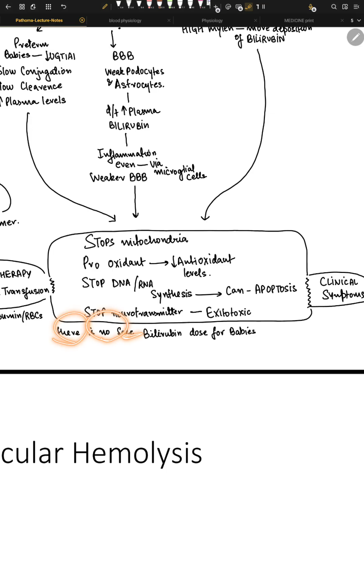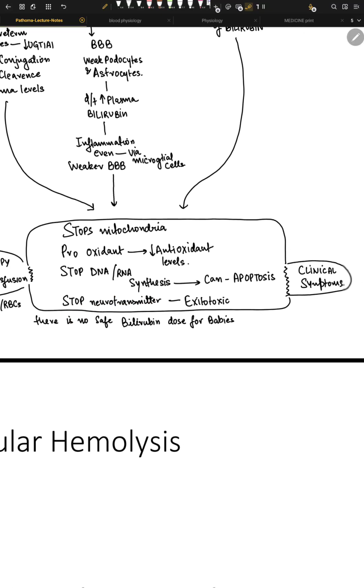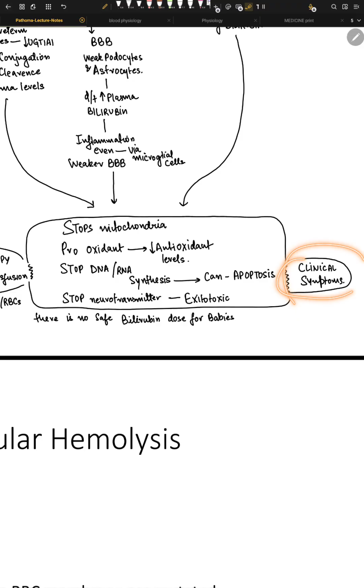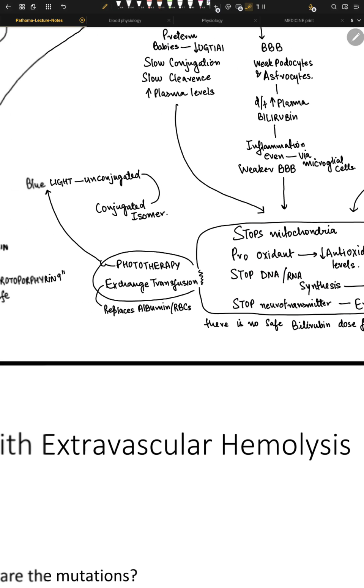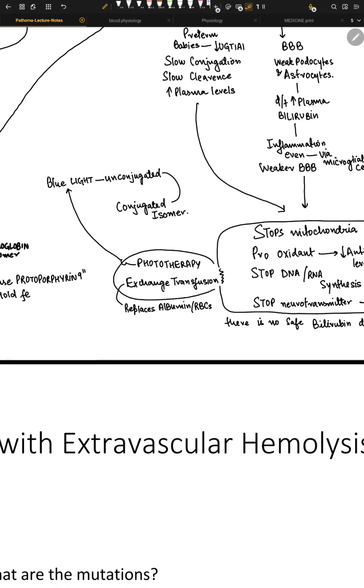So there is no safe dosage of bilirubin in our babies. Our babies have a different system, everything is different, so it's really hard to say how much is safe for someone. So we have these clinical symptoms based on these activities that are happening. Other things that we can do, the treatments for these, are phototherapy and exchange transfusion.